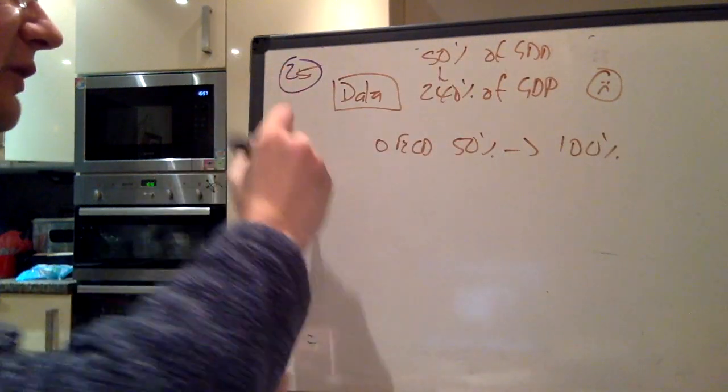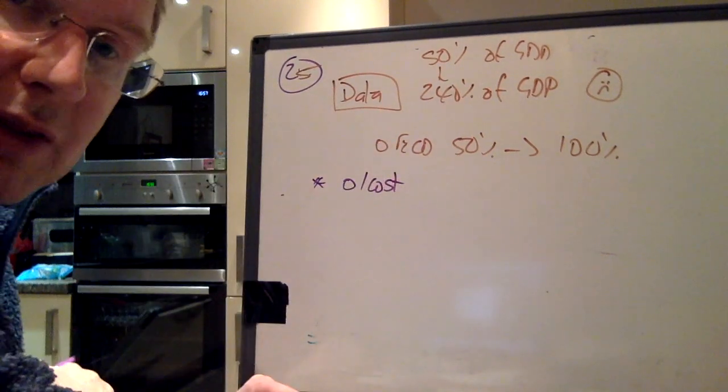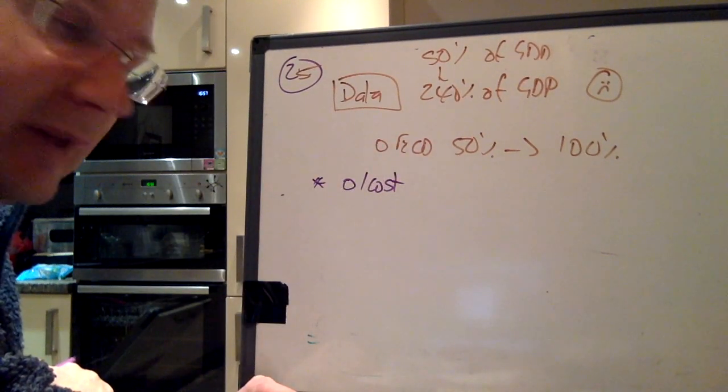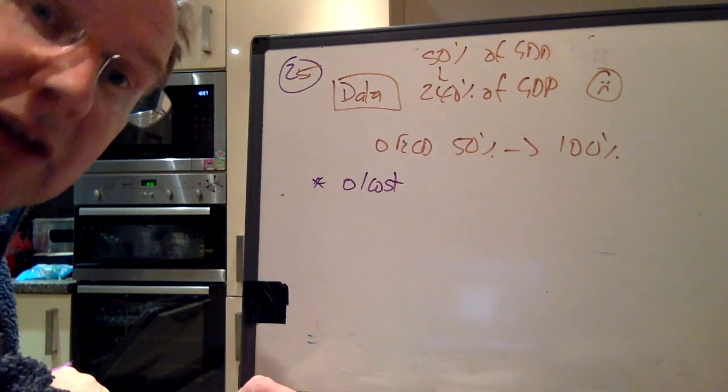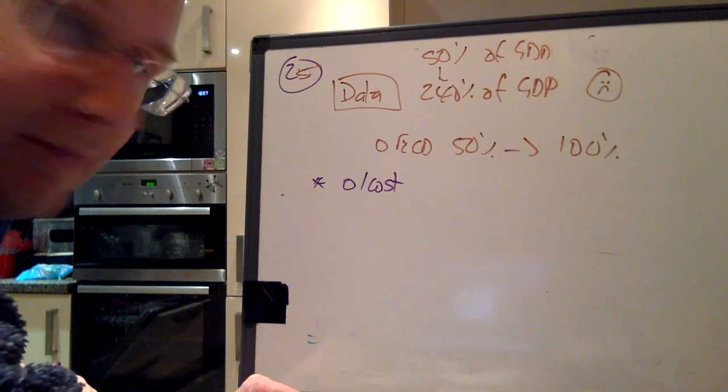So what's wrong with that? And the answer is, one, there is an opportunity cost. We could have spent the money on something else. So the government's repaying debt or paying debt interest. It can't spend it on health and education and other things that are good for growth and development.